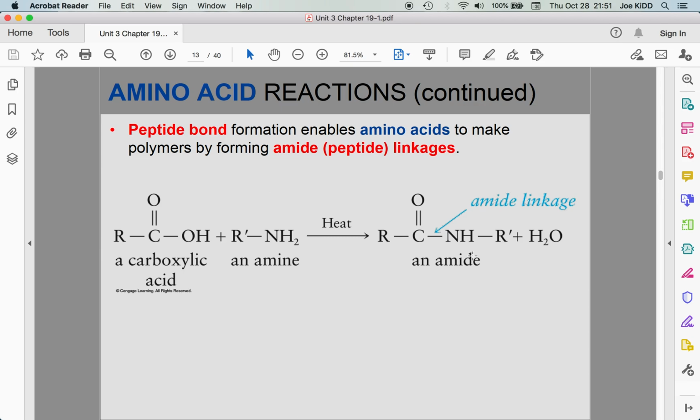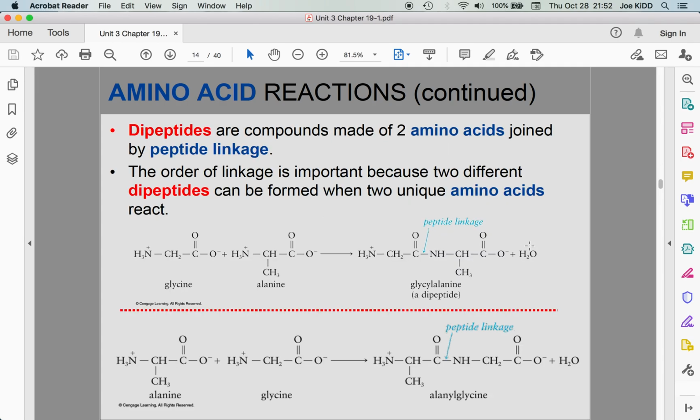To do this, we're talking about a peptide bond, which is basically the combination of a carboxylic acid and an amine, which, as we know from chapter 16, is an amide bond. So we have the amide linkage here, the link between the nitrogen and the carbonyl carbon. When this link occurs, we also produce water as a byproduct. A dipeptide, just like we had disaccharides, is a compound made up of two amino acids joined by that peptide linkage.